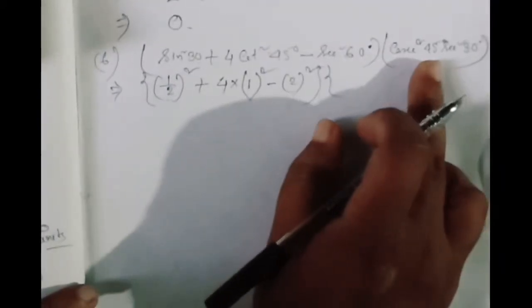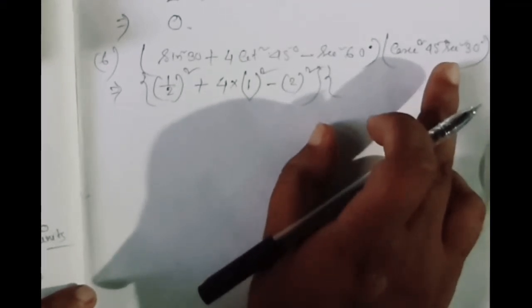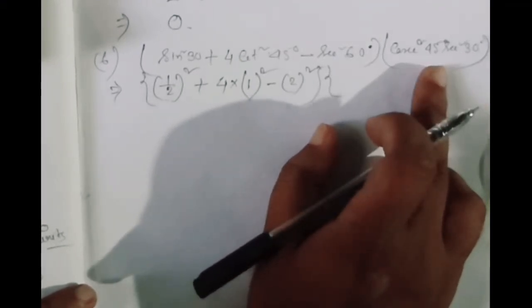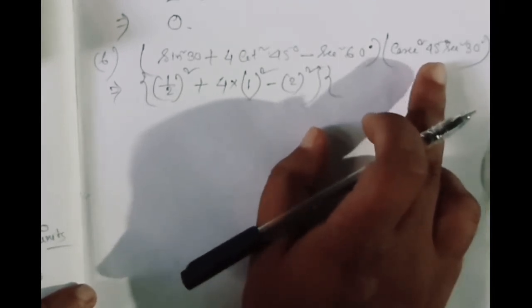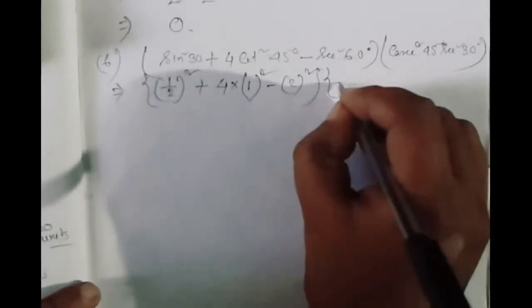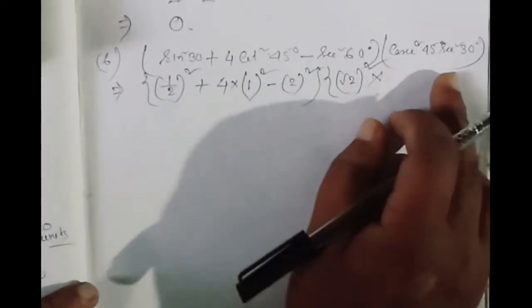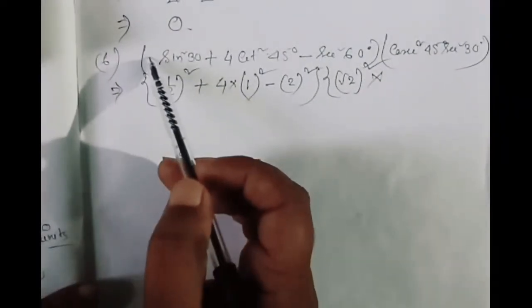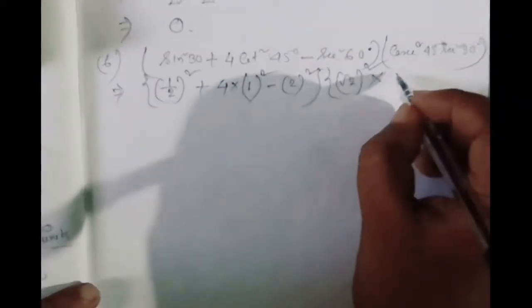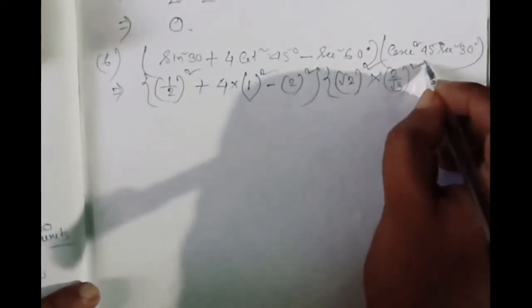Next, cosec 45 degree. Now, cos 45 degree, sin 45 degree value is 1 by root 2. So, this value is root 2 whole square into sec 30 degree, and the value of cos 30 degree is root 3 by 2. So, sec 30 is 2 by root 3 whole square.